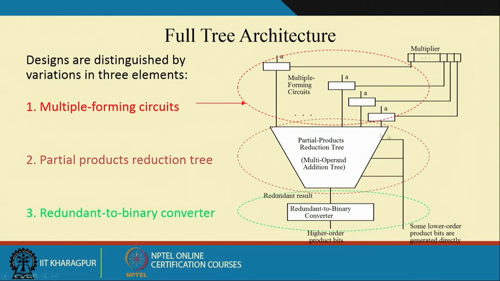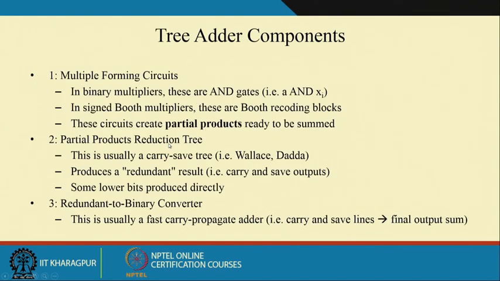This part is basically the main part, where I am doing the partial product reduction tree. This is the major research area, the focus area, where people have tried so many ways to reduce the tree in such a way that the multiplier becomes high performance. These are the things related to this tree adder multiplier architecture.